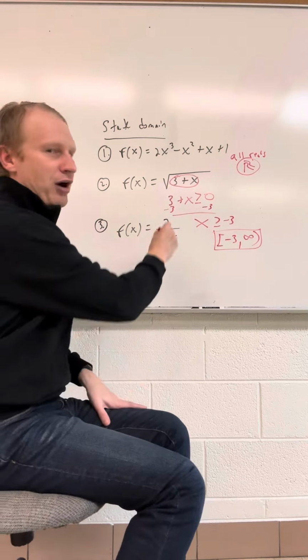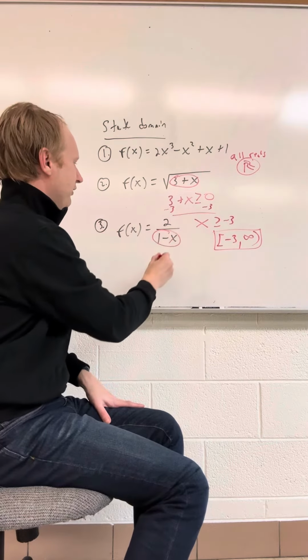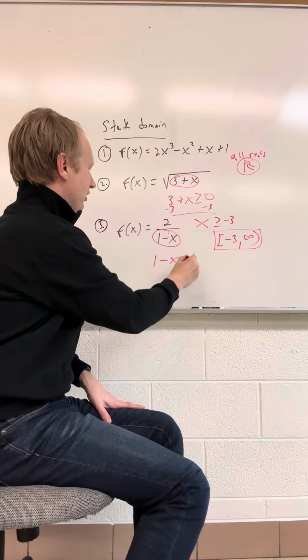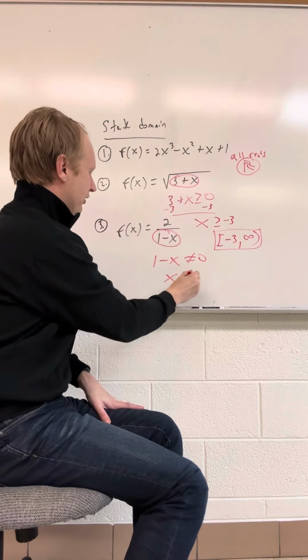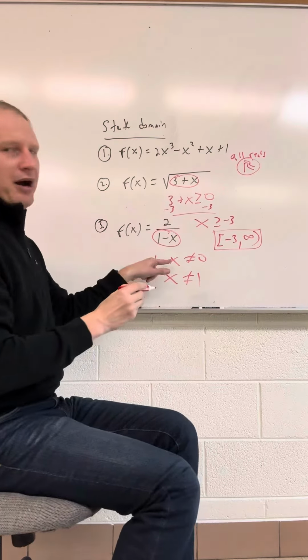This one, when you have a rational function like that, the bottom cannot be 0. So 1 minus x cannot equal 0. If we solve this for x, that happens when x cannot equal 1. That would make the bottom 0.